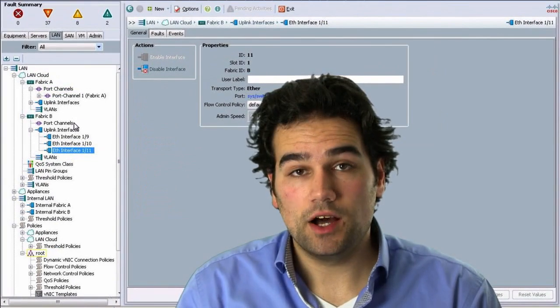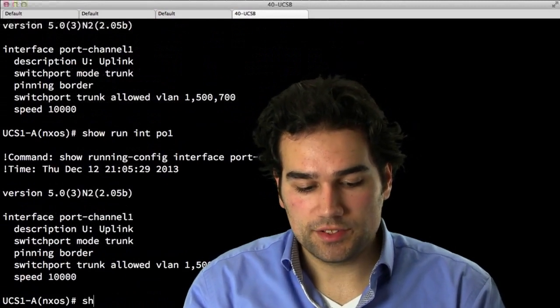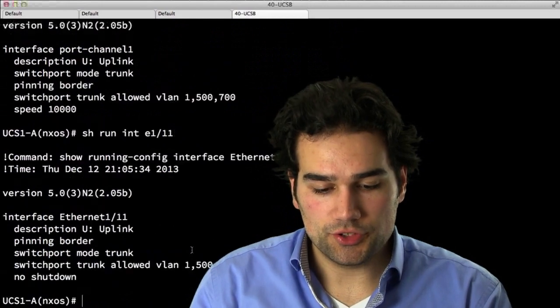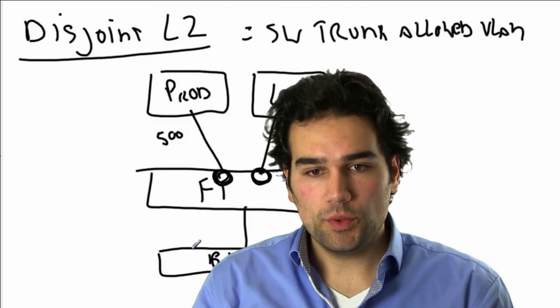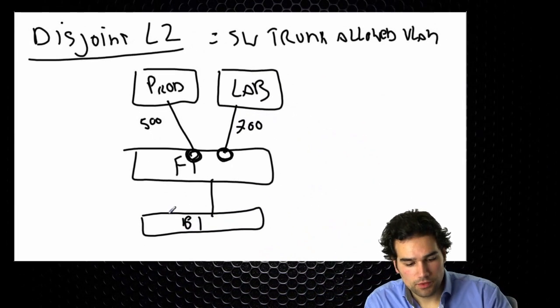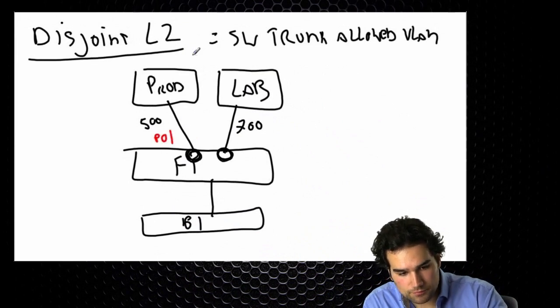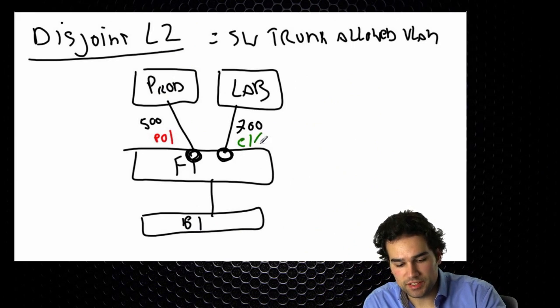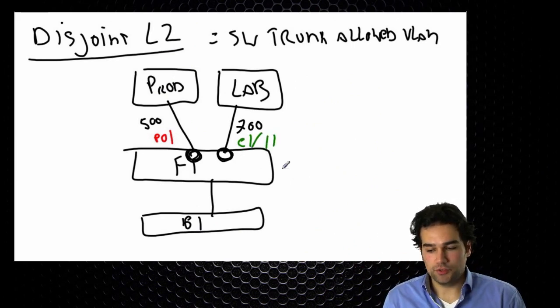So like I said, on the CLI, check it again. Port channel 1 is showing VLAN 700. Interface Ethernet 1/11 is also showing the allowed list of 500 and 700. So what we want to do is the following. We want to say that VLAN 500 traffic, that is port channel 1. And that VLAN 700 traffic is interface Ethernet 1/11. So that's where I want to distinct my traffic to.